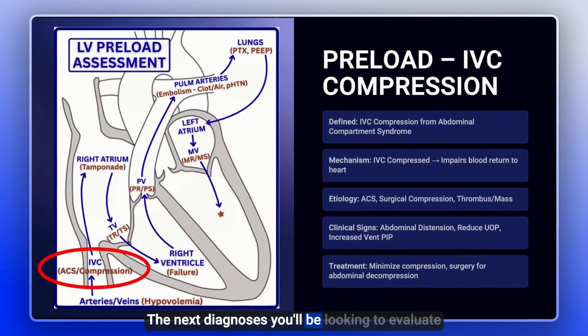The next diagnoses you'll be looking to evaluate for in the preload section is for IVC compression. It could be due to abdominal compartment syndrome, surgical compression, or from a thrombus or mass that's present. If there's any cause of IVC compression, it impairs blood return to the heart. And with this reduced cardiac filling comes reduced cardiac output. You may see abdominal distension if it's from abdominal compartment syndrome, reduced urine output, increased ventilator peak inspiratory pressures. And the treatment really depends on the cause, but it could be to minimize this compression or surgery for abdominal decompression for abdominal compartment syndrome.